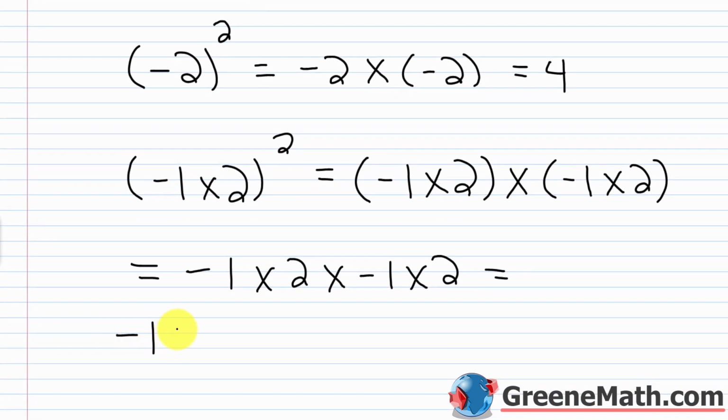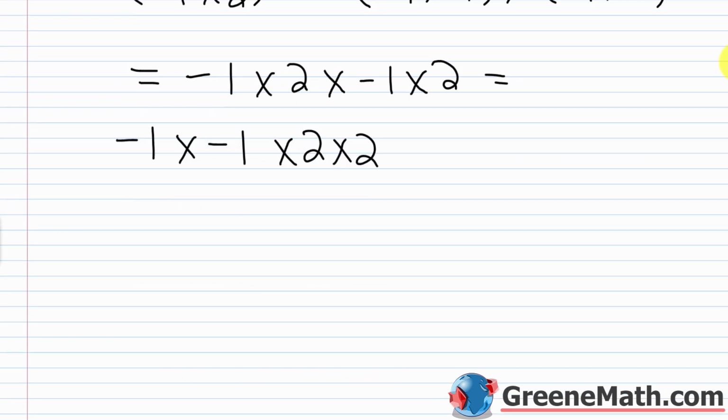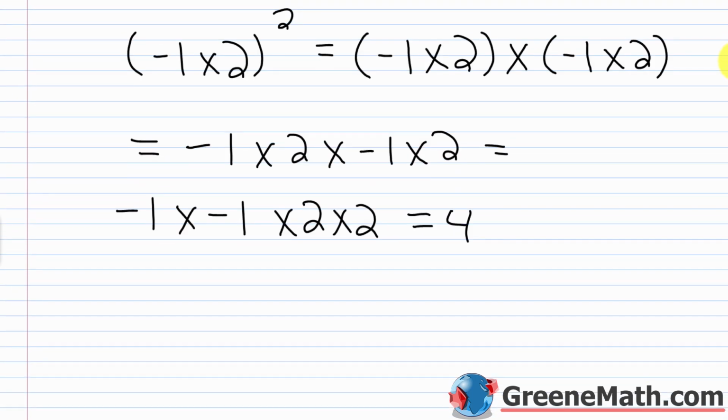So I'd have negative 1 times negative 1 times 2 times 2. So negative 1 times negative 1 is positive 1. Then positive 1 times 2 is 2. 2 times 2 is now 4. So we can see that our mistake was just with the notation, right? That's all it is. So moving forward, the only thing we need to realize is that if I have a negative number that I'm working with, and I want to raise it to a power, I have to enclose that negative number inside of a set of parentheses.